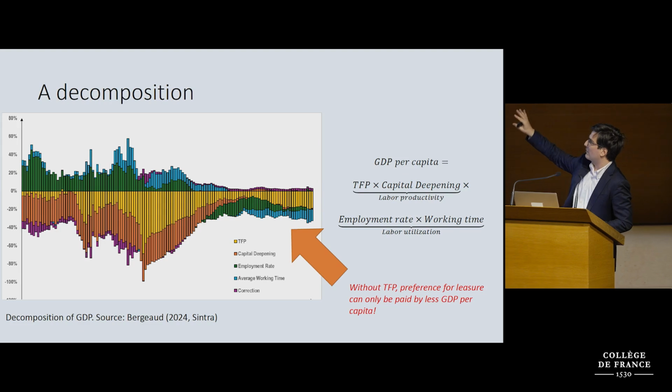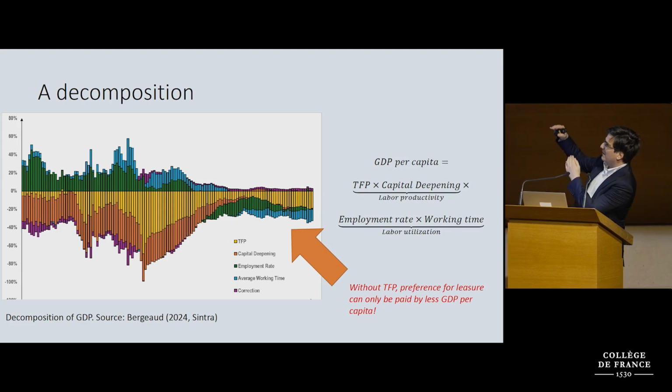If you look at the very right part of the graph, GDP per capita is the product of labor productivity and labor utilization. And if you want GDP per capita in Europe to be catching up with the level of the US, you need more productivity. The reason is that the green and blue areas are negative, meaning that Europe has a strong preference for leisure compared to the US. We work less than Americans. And the issue is that without TFP, without productivity, this also means that we will have less GDP per capita.